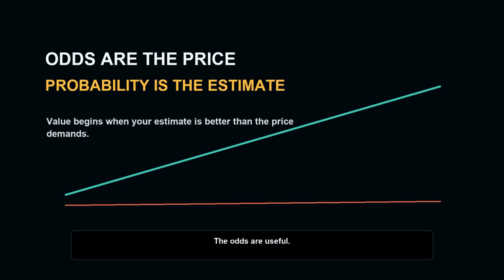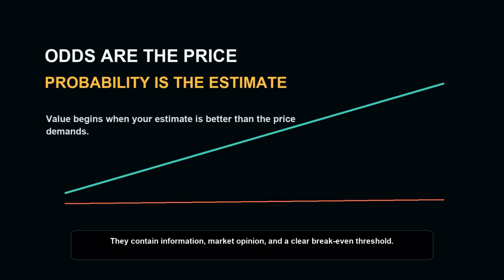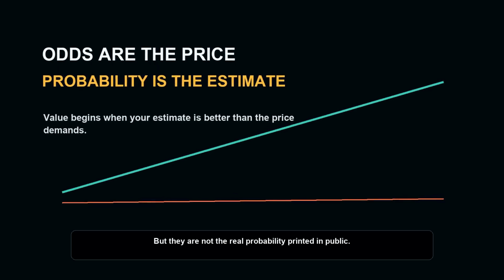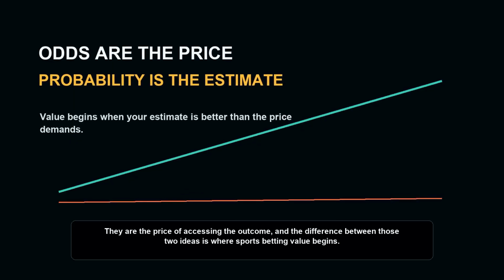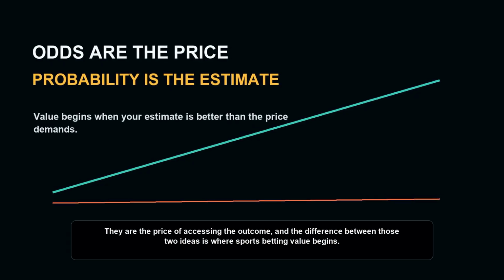The odds are useful. They contain information, market opinion, and a clear break-even threshold. But they are not the real probability printed in public. They are the price of accessing the outcome. And the difference between those two ideas is where sports betting value begins.